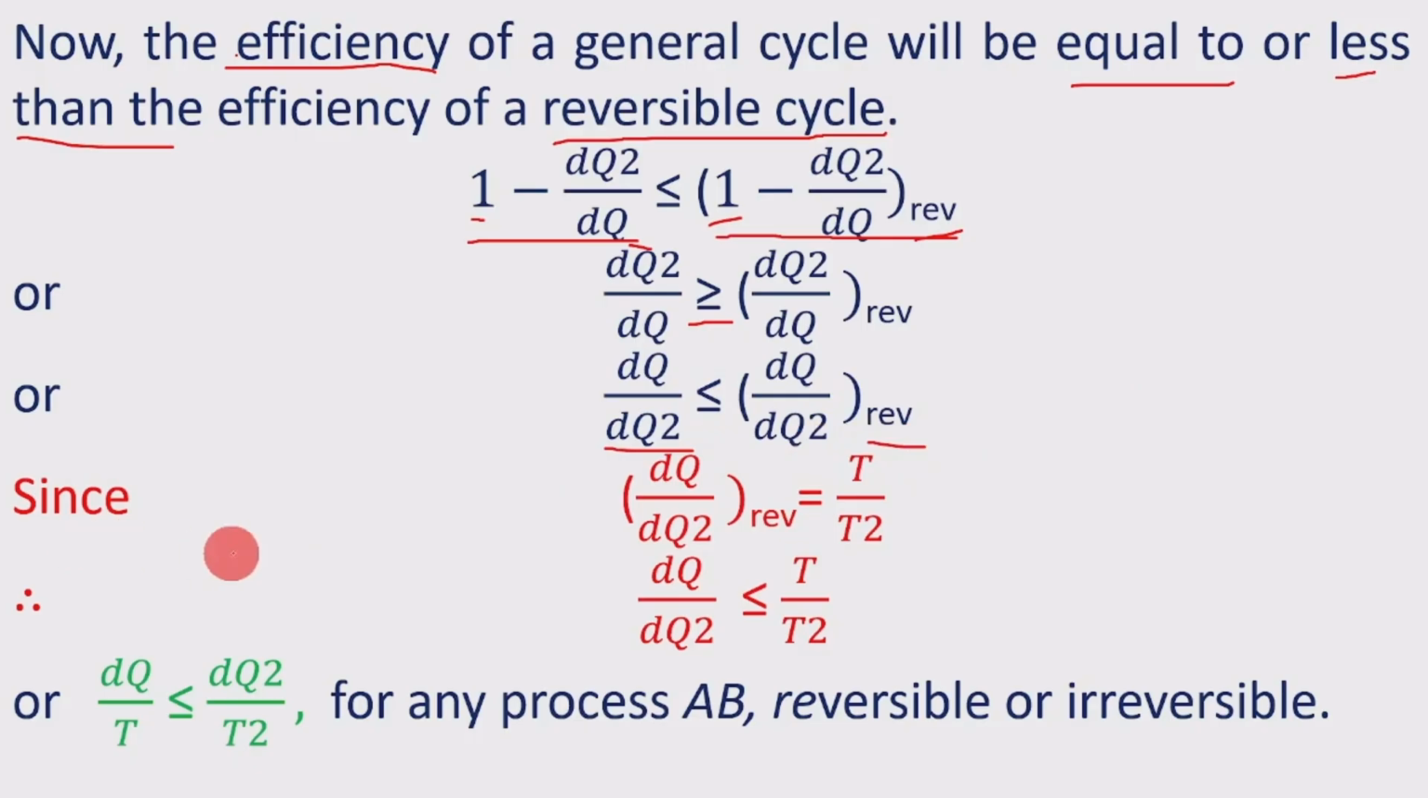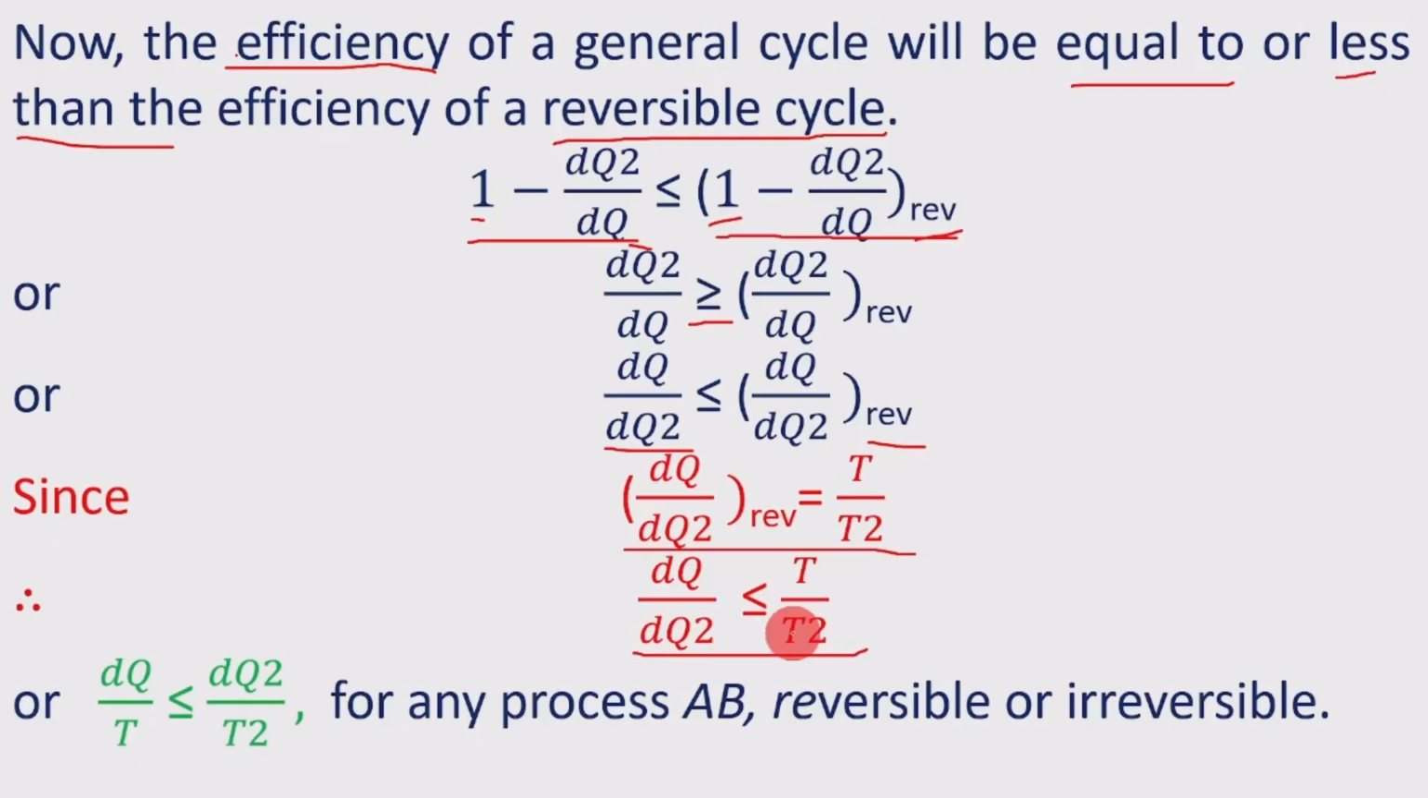Then since dq by dq2 for a reversible cycle is equal to T by T2, using the efficiency of reversible engines in terms of temperature, it becomes T by T2. This arrangement is for the reversible cycle; for the general cycle we can write dq by dq2 is less than or equal to T by T2. Here it is equal for the reversible cycle, but dq by dq2 is less than or equal to T by T2 for the general cycle.